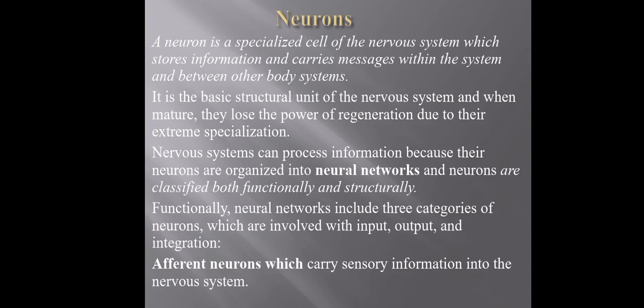We have the afferent neuron. These three categories of neuron on the basis of function help in the input, integration and output of information. The afferent neuron is also referred to as the sensory neuron. The afferent or sensory neuron carries information into the nervous system.